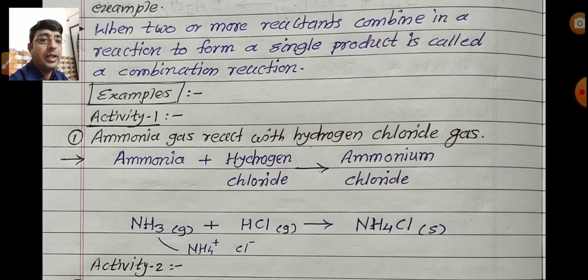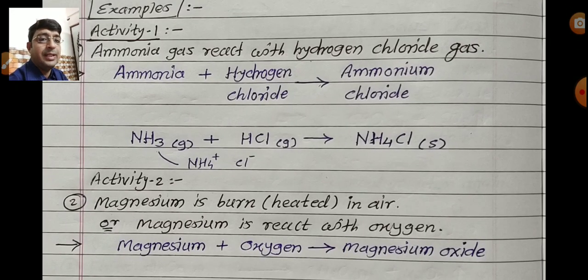Check that. So NH3 plus HCl. What happened in this reaction? Hydrogen from HCl is immediately added to NH3 to form a polyatomic radical. The name of this NH4 is ammonium. Its valency is 1 plus, and the remaining atom is chlorine, having a valency of 1 minus. So both these radicals react together to form NH4Cl, ammonium chloride, in solid form.